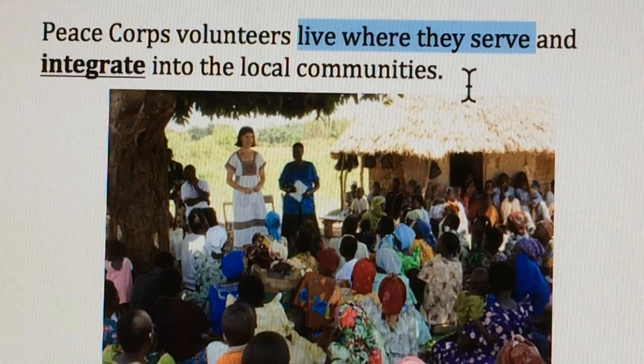So as a Peace Corps volunteer, I had to go live in a very simple house in a little village. You were not supposed to live above everybody else. You had to live in the kind of housing similar to everybody else so that you would be able to integrate into the local community. You'd be accepted, you would belong.